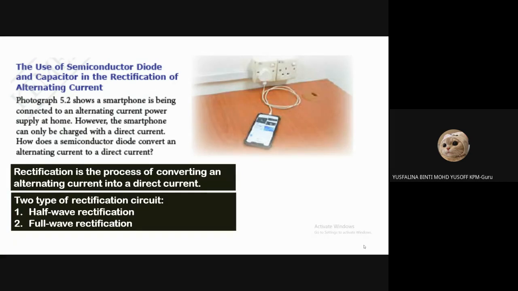This one is in the textbook, showing a smartphone. However, the smartphone can only be charged with direct current, like your phone, which only needs direct current. So how can you use the AC current? How can you change AC to DC? You can use a diode, but then how does the diode do that? It's a lot of questions.